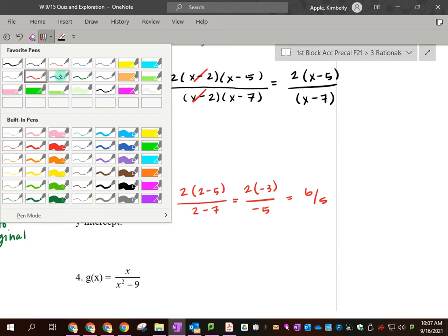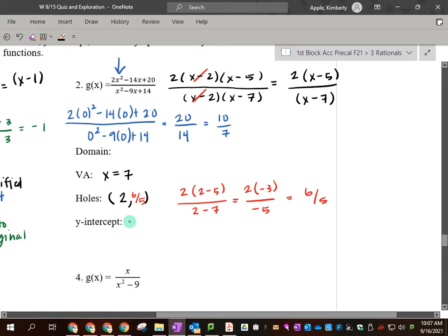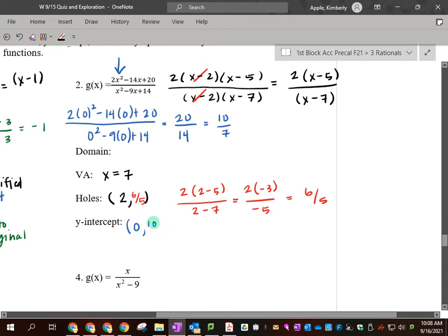We'll do y-intercept in blue. Y-intercept, we plug into the original, right? Plug into the original. So I'll have 2 times 0 squared minus 14 times 0 plus 20 divided by 0 squared minus 9 times 0 plus 14. Which, if you go through all of that, you're going to see it's just 20 over 14, which simplifies to 10 over 7. So the y-intercept here would be 10 over 7. Always mix those up. 0, 10 over 7.